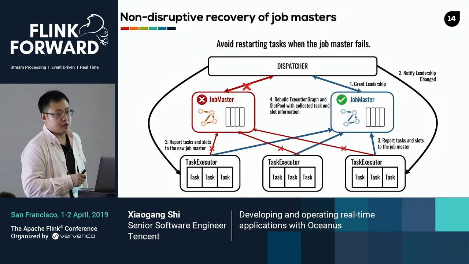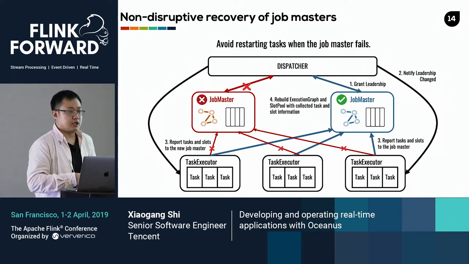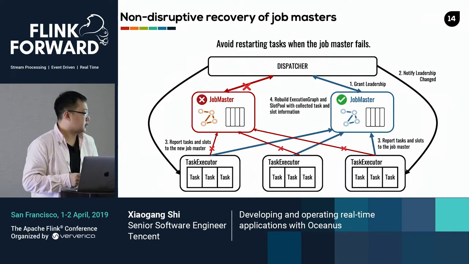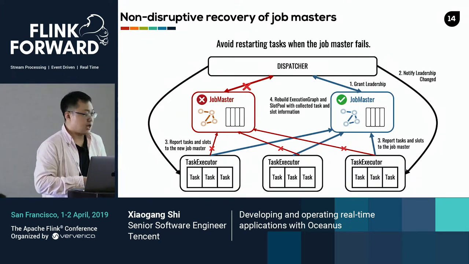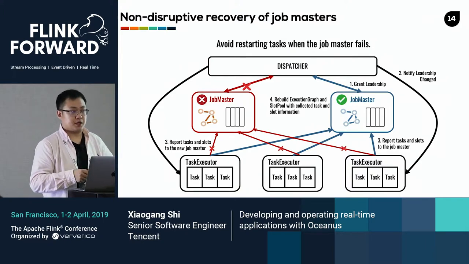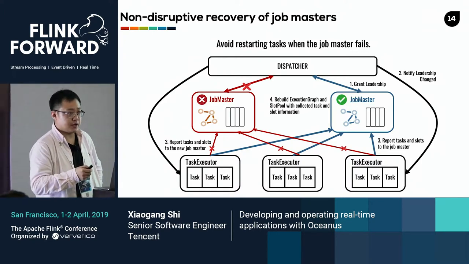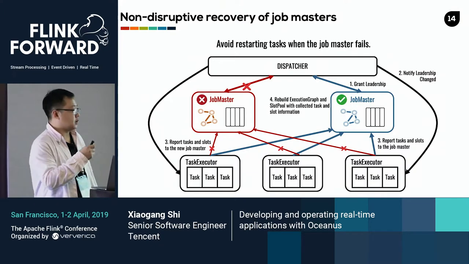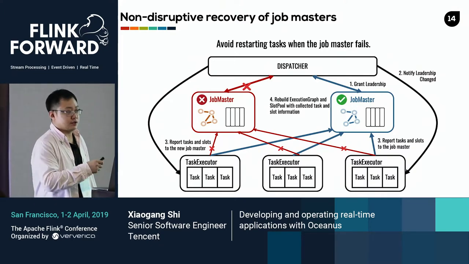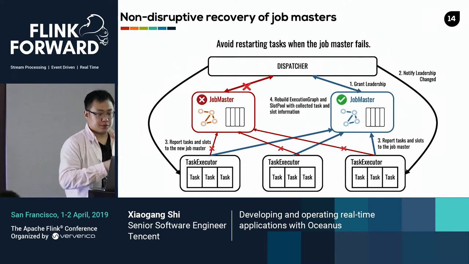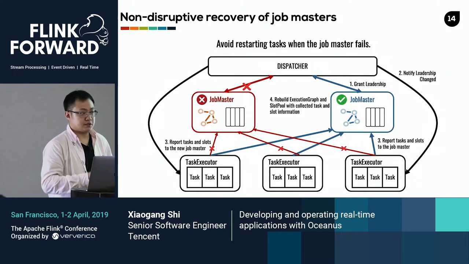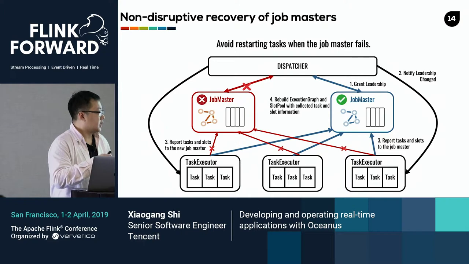They register themselves to the new job master and report the states of the tasks and slots to the new job master. When the job master receives the reports, it will rebuild the execution graph and the slot pool with these reports. That way, the new job master can resume the execution of the jobs without restarting any tasks. In the cases where some tasks fail to be reported to the job master, the job master will fail the execution graph and recover the job with failover. That will be similar to the current behavior. But in most cases, the job masters can successfully recover the jobs.